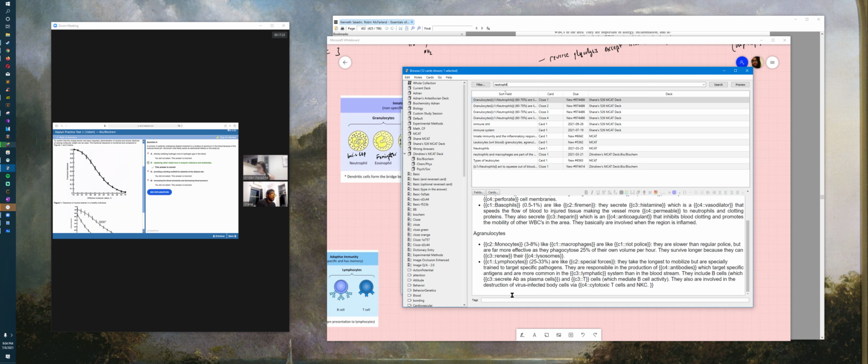So they include B cells, which secrete antibodies as plasma cells, and T cells, which mediate B cell activity. They're also involved in the destruction of virus-infected body cells via cytotoxic T cells or NKC, natural killer cells.